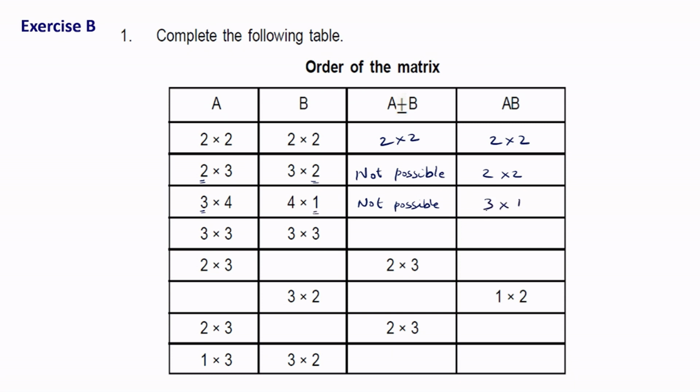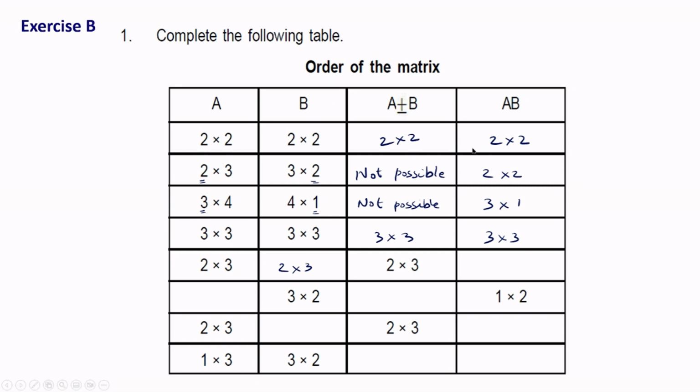3 by 1. And next we can see that A and B are square matrices of order 3 by 3. So order of A plus or minus B will also be 3 by 3 and order of AB will also be 3 by 3. And next here we have order of A given as 2 by 3 and order of A plus or minus B is given as 2 by 3. So if order of A plus or minus B is 2 by 3, then order of B should be equal to order of A. So it is also 2 by 3.